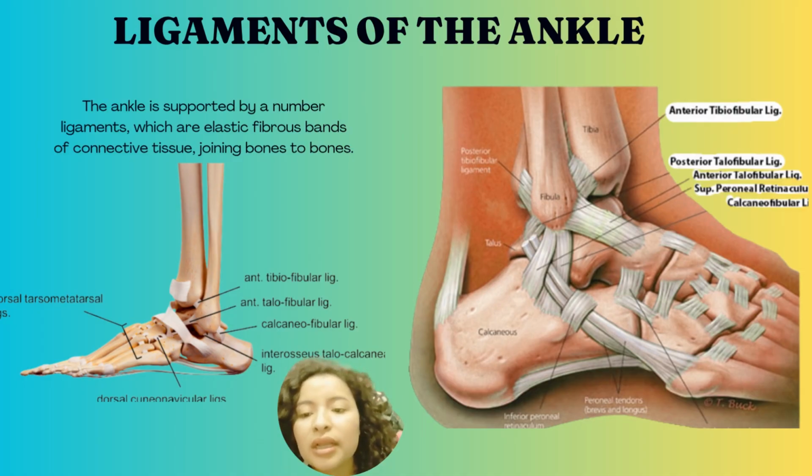Anterior talofibular ligament connects the talus with the fibula on the ankle front side. Calcaneofibular ligament connects the fibula to the calcaneus on the lateral side. Posterior talofibular ligament runs from the back of the fibula to the posterior side of the talus. Deltoid or medial ligament is situated on the medial, internal side of the ankle.